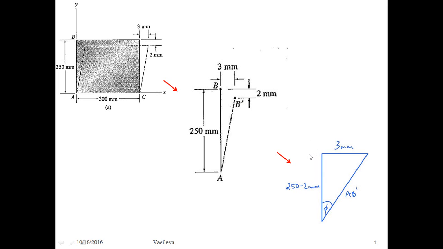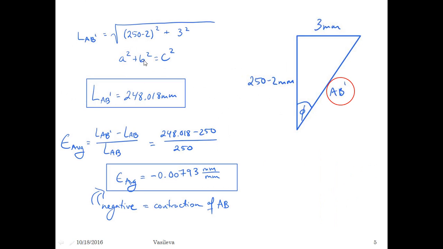So if I draw a new triangle that relates all of this stuff, I end up with a 3 millimeter length here, and 250 minus 2. So this is going to be the length here. And what I'm looking for is AB prime, and I can use the Pythagorean theorem to find AB prime. So a squared plus b squared equals c squared: (250 minus 2) squared plus 3 squared. So the length of AB prime, this hypotenuse, is 248.018 millimeters.